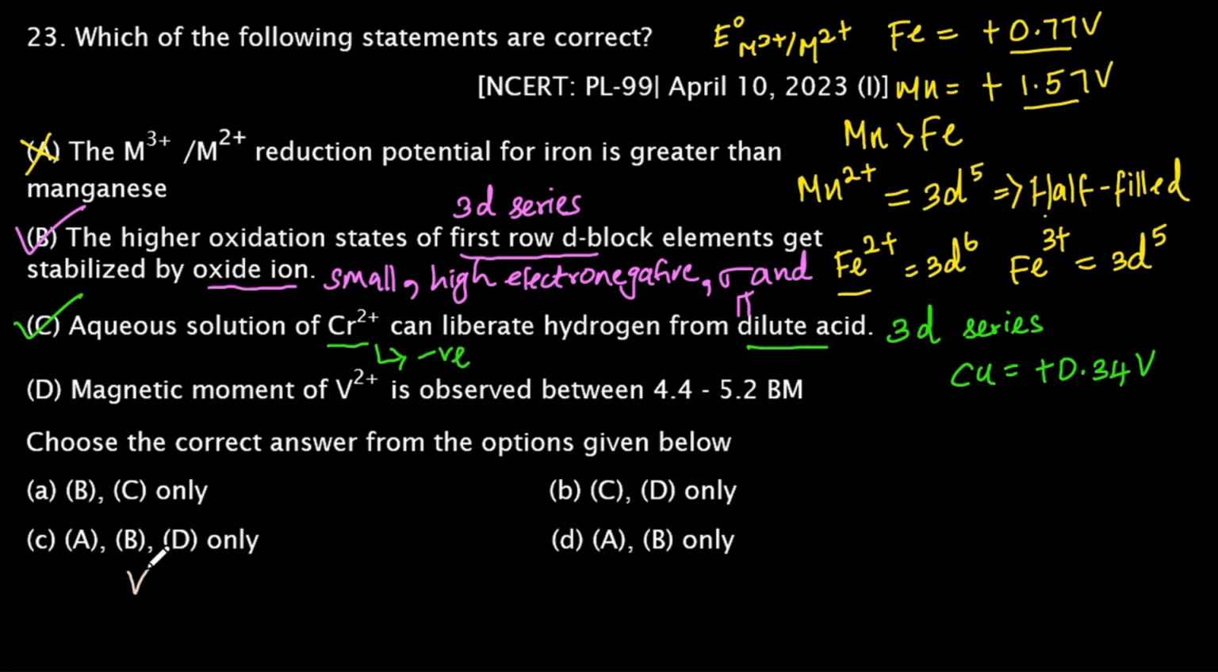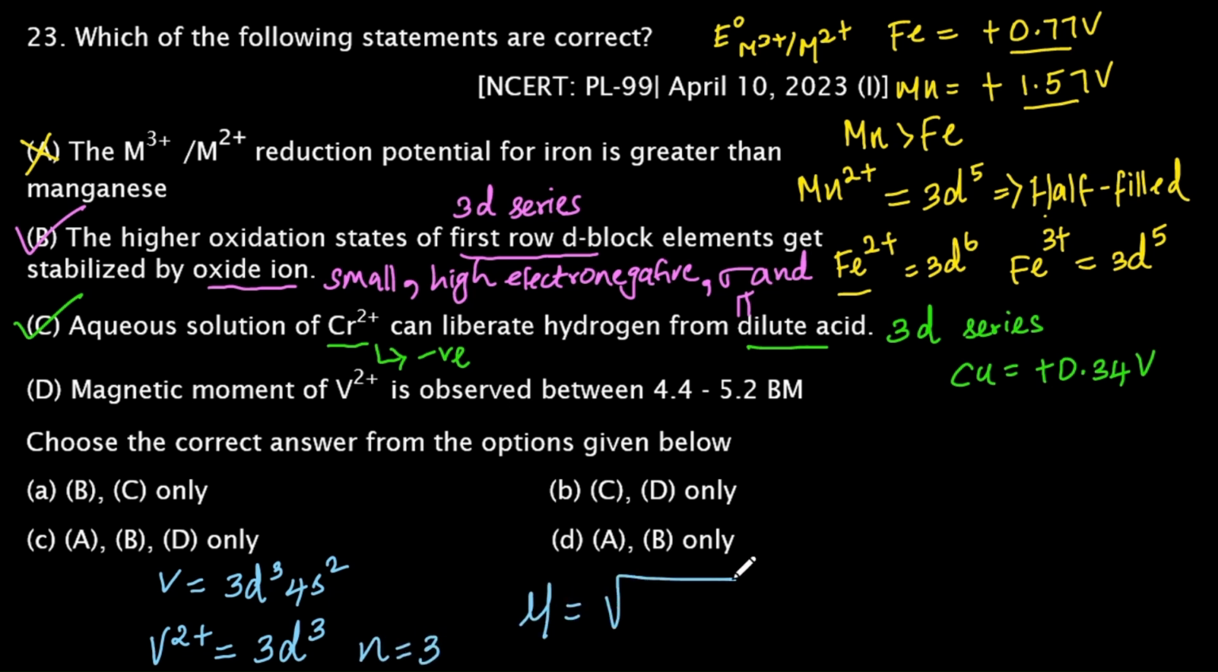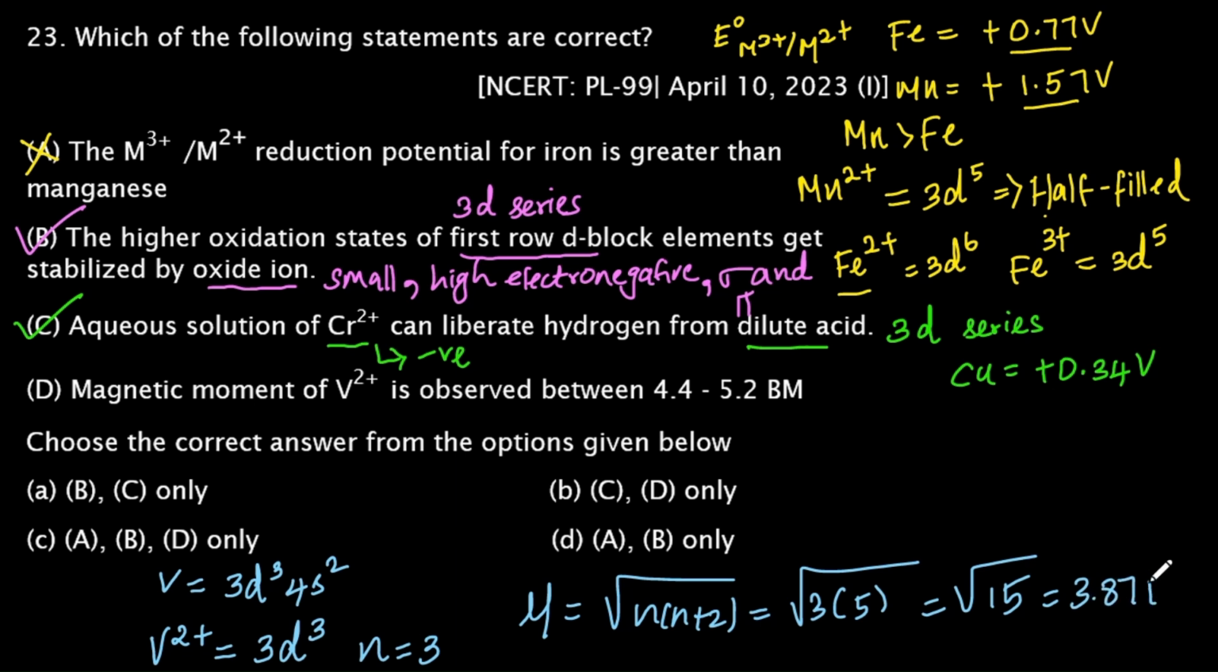So for that you have to know the electronic configuration of vanadium. Vanadium is having the electronic configuration 3d3 4s2, and here V2+ is given. So V2+ is having the configuration 3d3. So here the number of unpaired electrons are 3. So the magnetic moment formula is mu equal to root of n into n plus 2. So in case of n you have to substitute 3 into 3 plus 2 is 5. So root 15, and the answer is 3.87 BM.